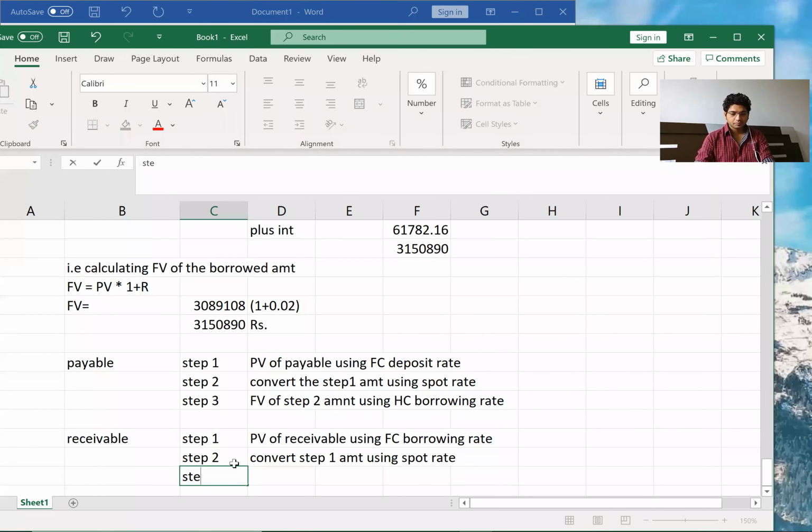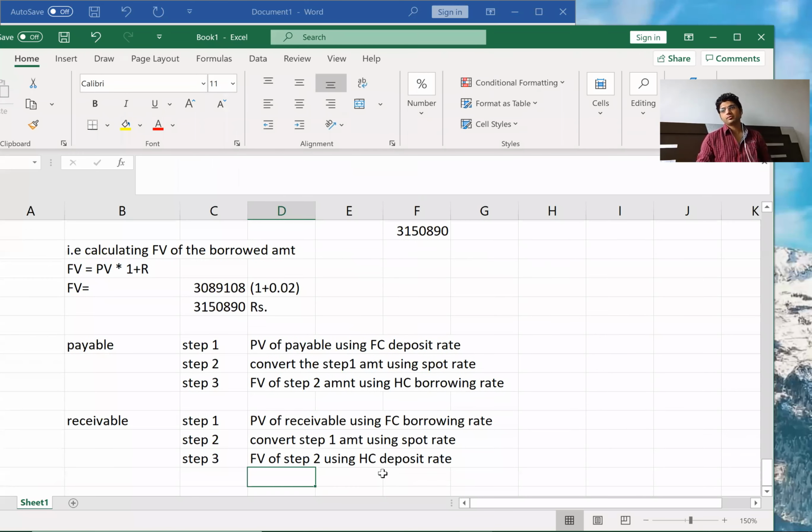And step 3, calculate the future value of the step 2 amount. Now using what? Using home currency. You had borrowed in foreign currency, so you will deposit in home currency. Deposit rate. That's it. So you can use this formula for your payable or receivable sum.